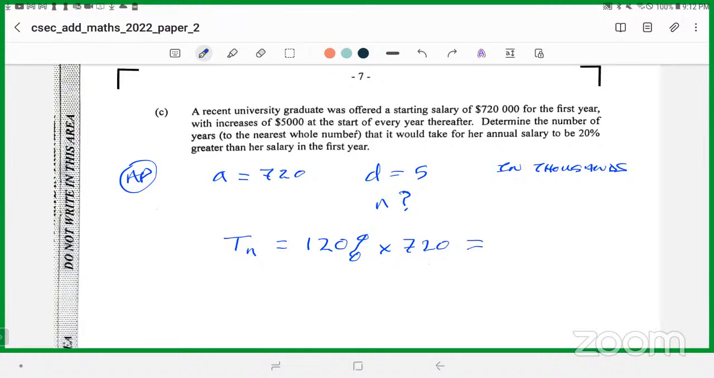1.2 times 720. That's what I want. Work this out for me. 864.